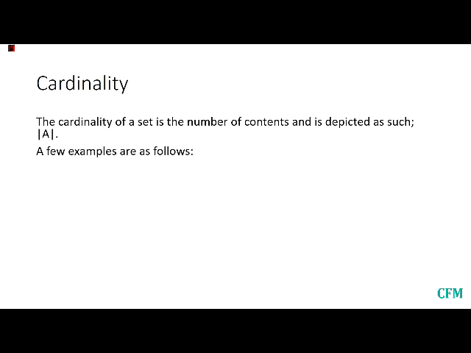So we'll go with question 1. B is equal to the set of 1, 2, 3 and 4, and we've got to find its cardinality. So we'll simply count the number of elements in B, which is 1, 2, 3 and 4. So we've got the cardinality of B is equal to 4.